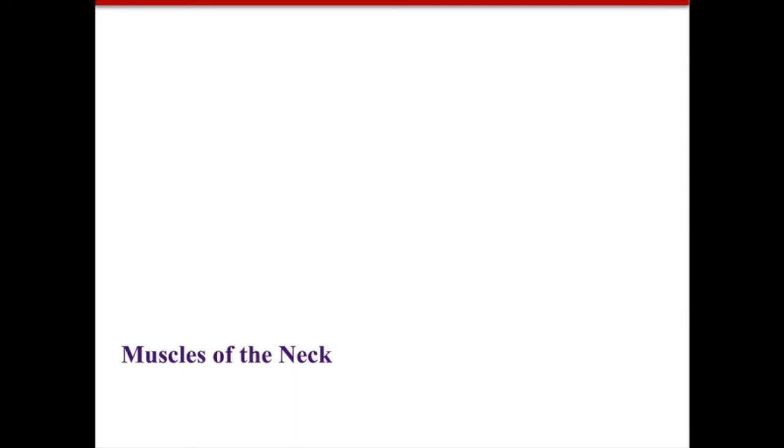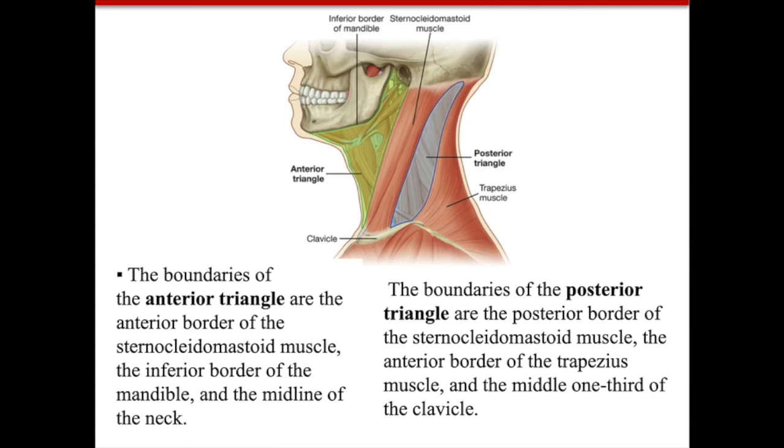So, muscles of the neck. It is important to know that the muscles of the neck form the boundaries of the neck. There is one muscle, the sternocleidomastoid, which you see there, that comes from the sternum, the clavicle, and the mastoid. This muscle forms a boundary in the neck that separates the anterior triangle from the posterior triangle.